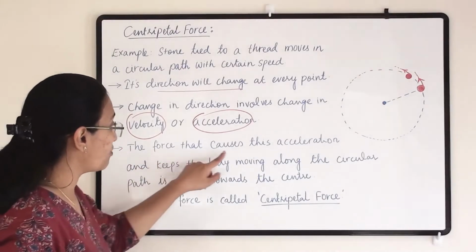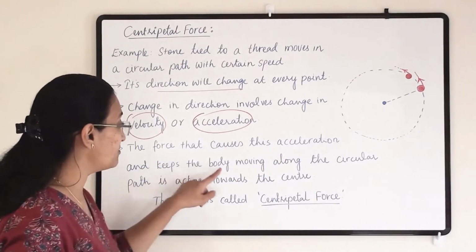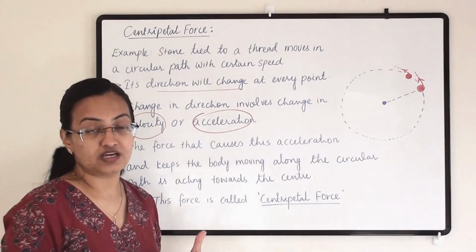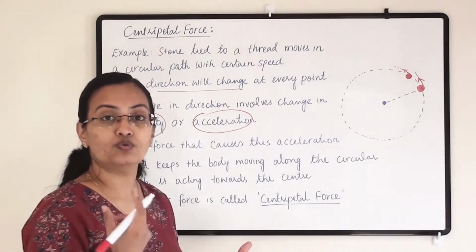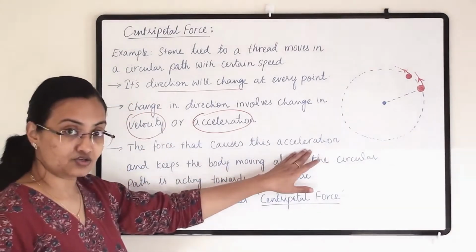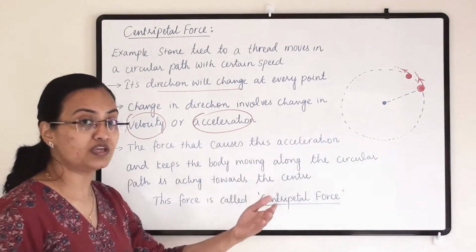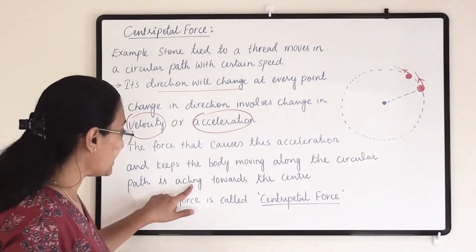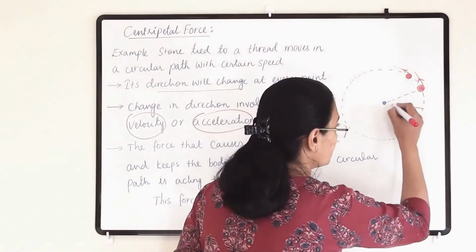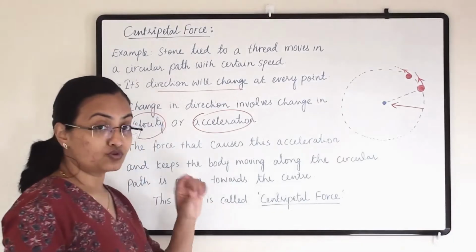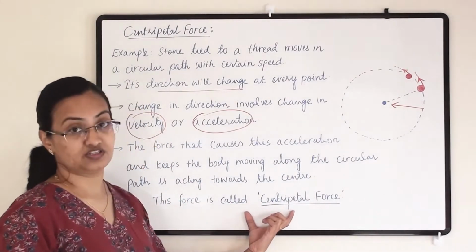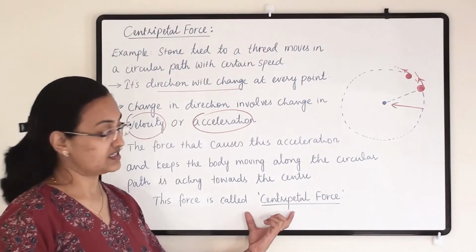The force that causes this acceleration and keeps the body moving along the circular path has to be there; only then does the body keep moving in a circular path. So this force, which causes this acceleration or keeps the body moving in a circular path, is acting towards the center. This force is called centripetal force.